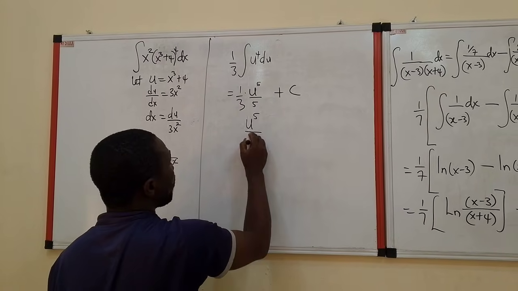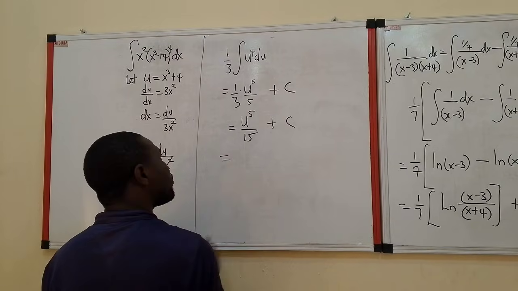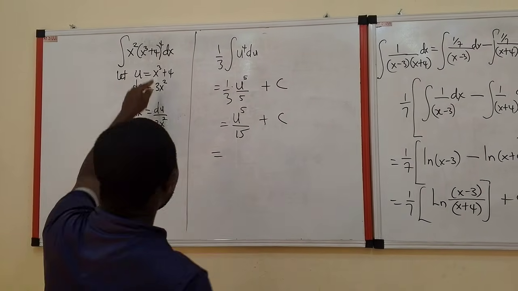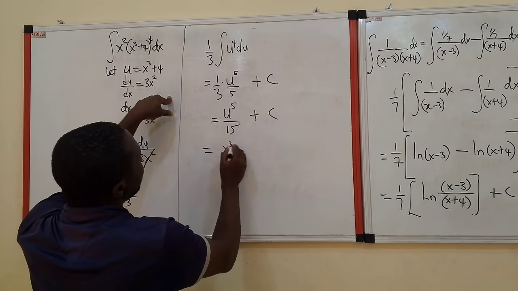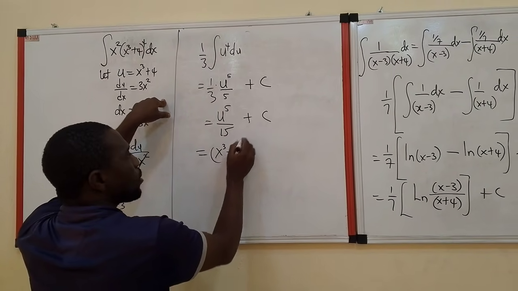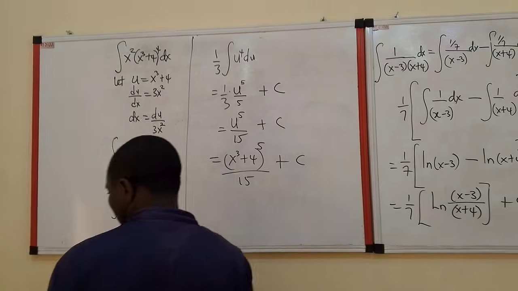3 times 5 is what? 15, plus c. So what is u now? u is x raised to 3 plus 4. Substitute back. I have x raised to 3 plus 4, raised to the power of 5, over 15 plus c. That's my final answer.